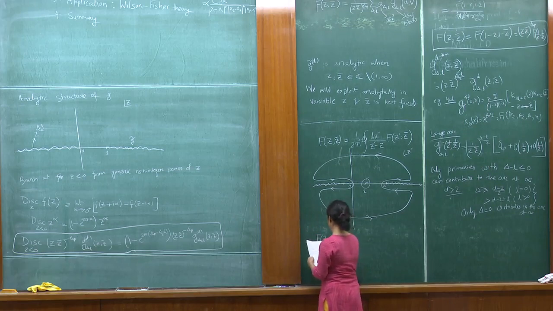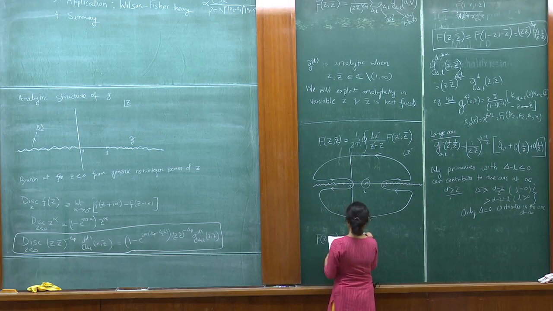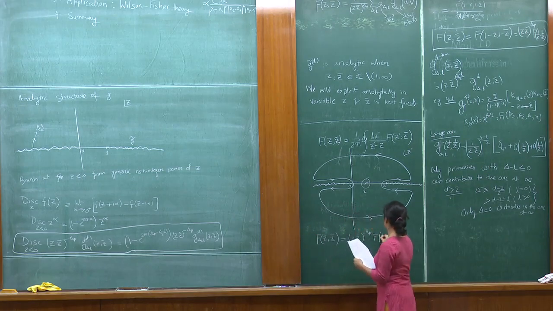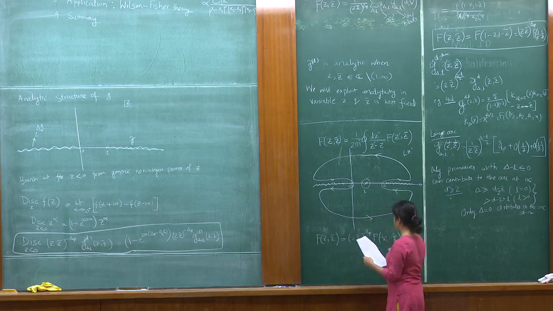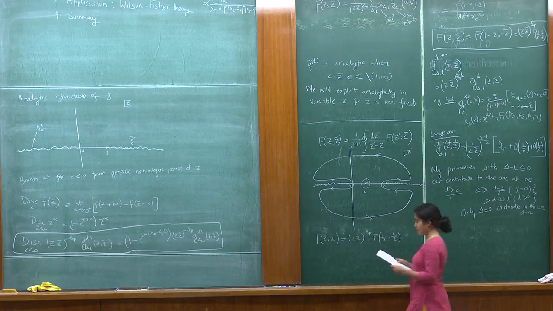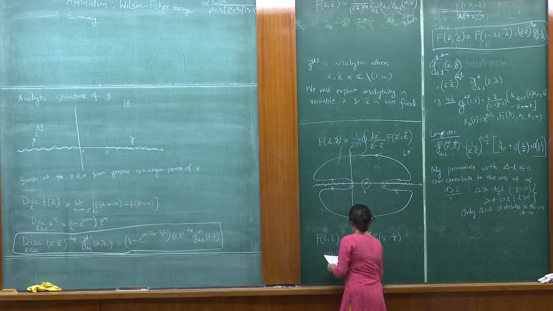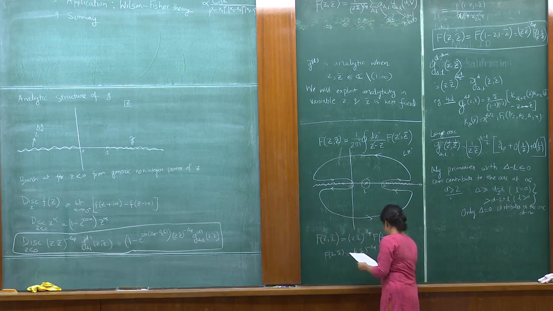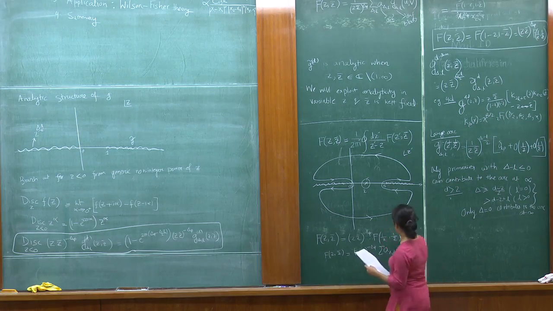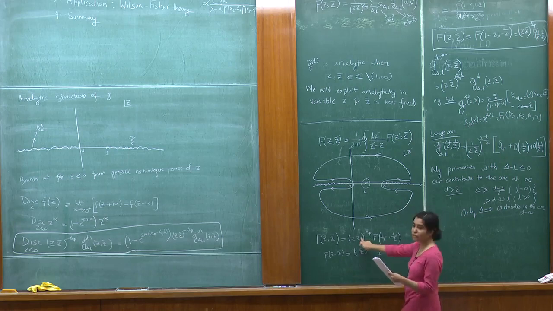So f of z bar is z bar minus delta phi f of 1 over z bar. This is a crossing equation, and what we do is we write this f of z bar like this: a g delta L, and if we use this expression in here, then this factor will go away.